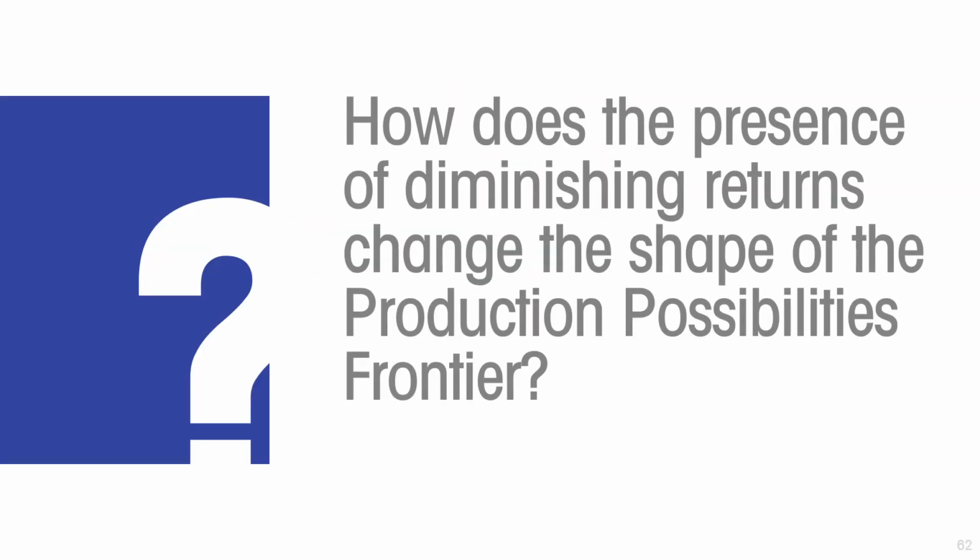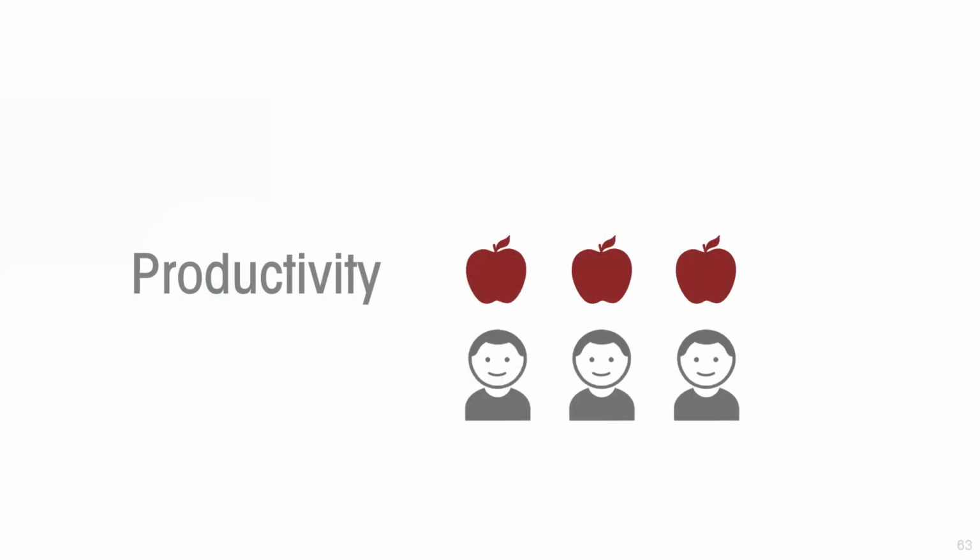But realistically, production possibilities frontiers are unlikely to be straight lines, because in the real world, diminishing returns is going to set in at some point. Let us show how diminishing returns changes the shape of the production possibilities frontier.